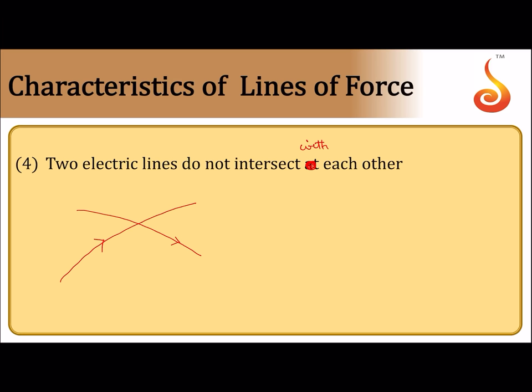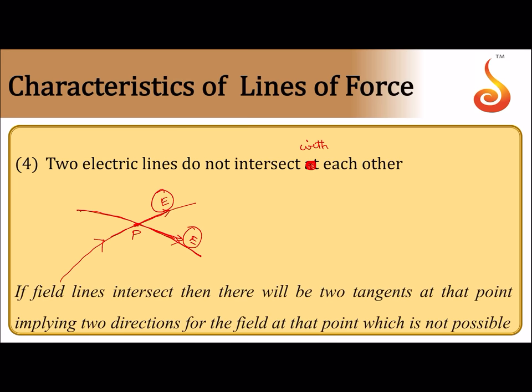Why is that necessary? If I draw at this point P, because of this line, the tangent to this line goes this way, and this will be the electric field at the point P. Now if I take the second line of force, its tangent should also give the electric field. If I draw the tangent over here, I have the electric field E. Therefore at the point P, there are two directions for the electric field, which is not possible. At any point, the electric field will have only one direction. I can't have two directions. Therefore, the conclusion is the electric field lines do not intersect each other.